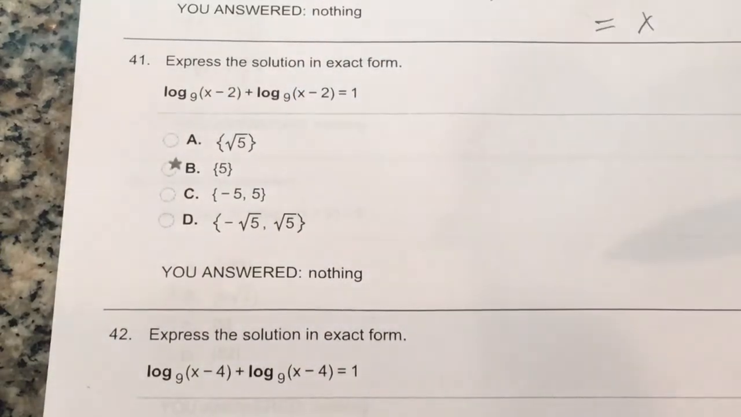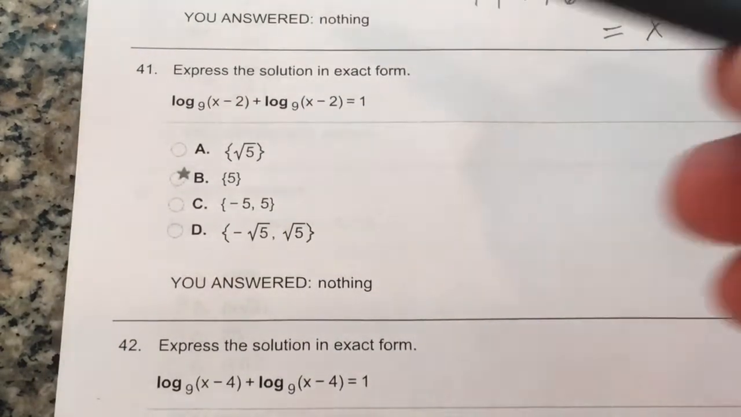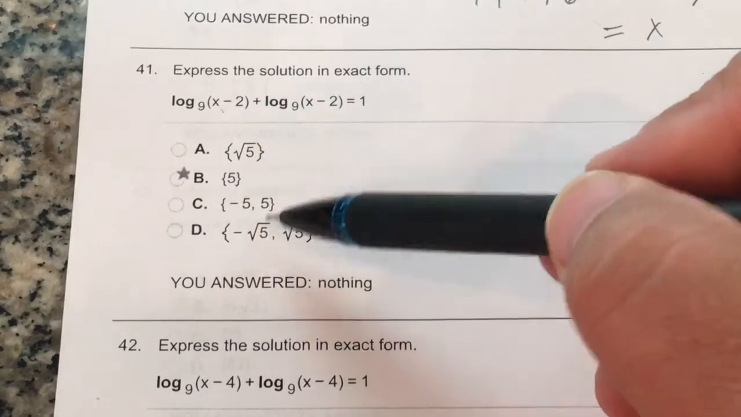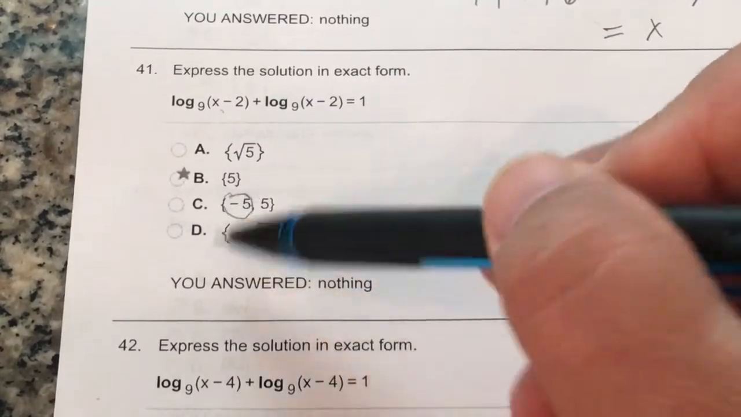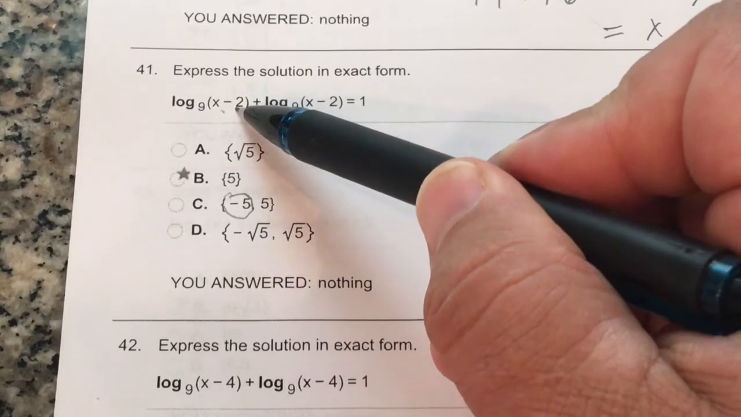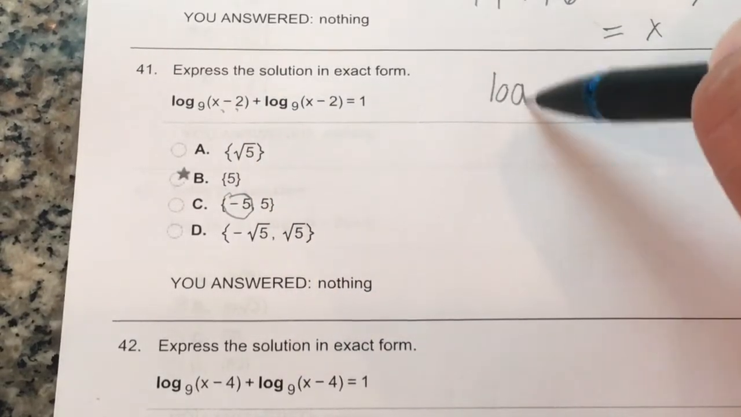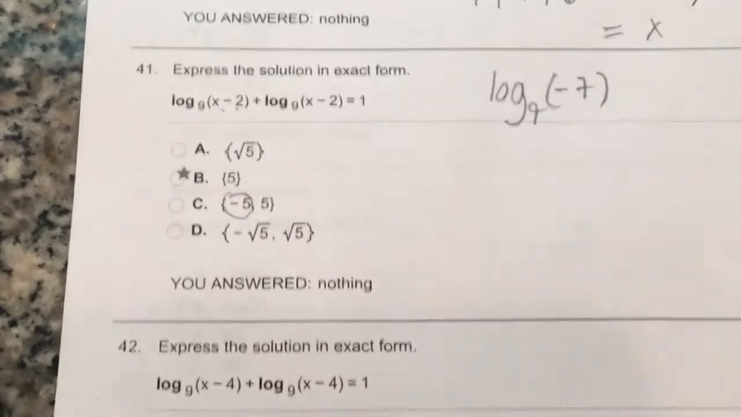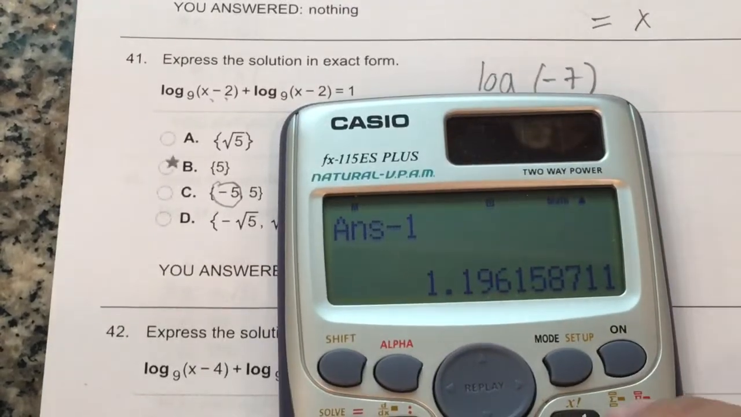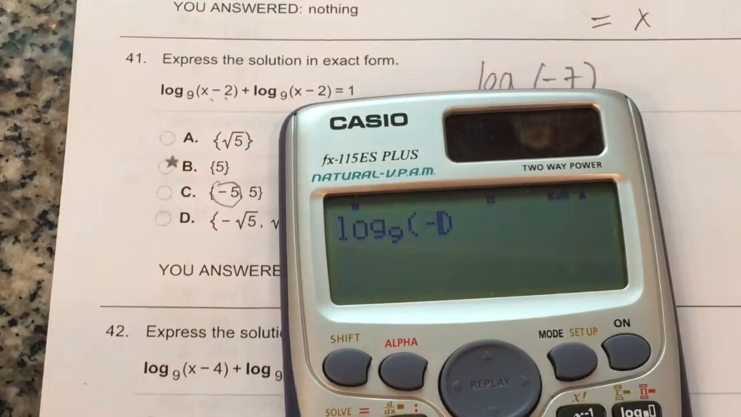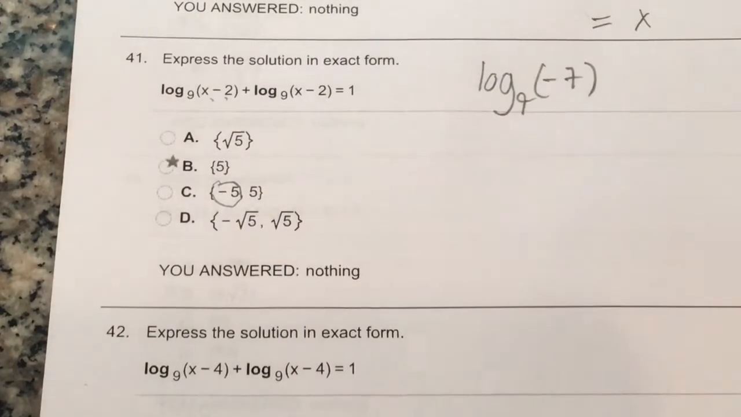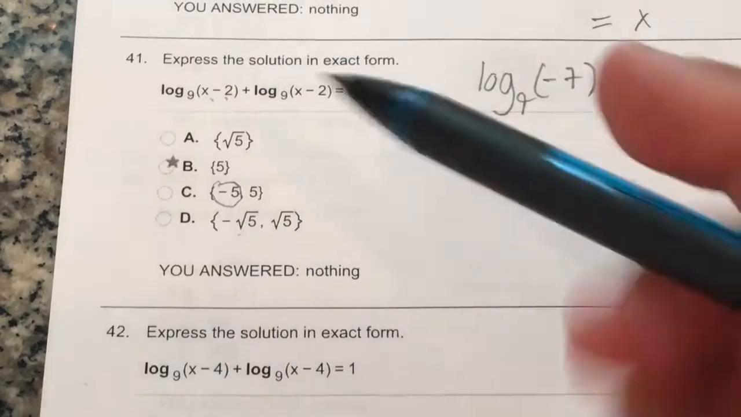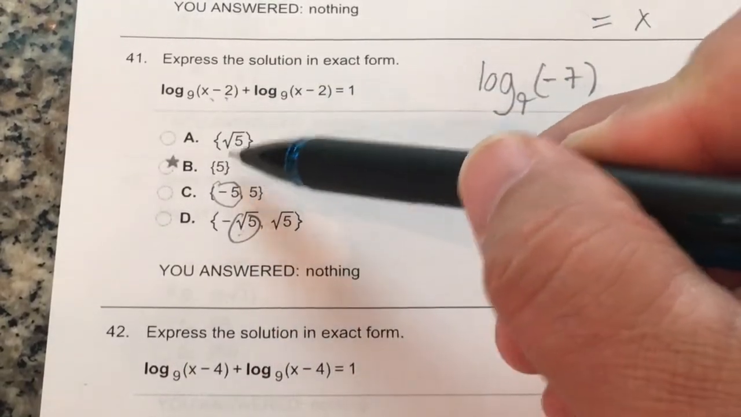They want me to solve this. You could plug in the 5 or root 5 or negative 5 into each of these. I instantly know it can't be negative 5 because negative 5 minus 2 is negative 7, and you're not allowed to take a log of a negative number. It'll give me an error. So I can get rid of that negative solution right off the start. Negative root 5 minus 2 is going to be a negative number also, so it can't be this one. So it's either going to be A or B.